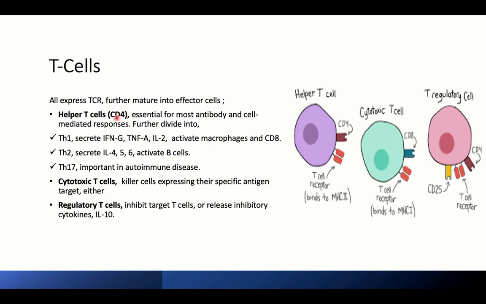CD4 is very essential for different functions of the adaptive immune system, including T helper 1, 2, and 17, activating macrophages, T cytotoxic cells, and B cells. The T cytotoxic cells are very important in cellular killing, and the regulatory T cells are very important for regulating the T cell function, guarding against uncontrolled immune response. They secrete interleukin 10.